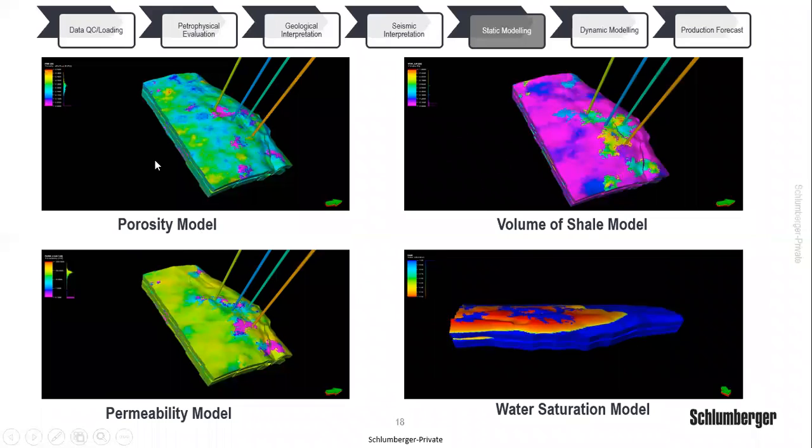And then again, if you go to porosity, if you remember when we discussed porosity, we said it's about 25 to 30%. If you compare the color distributions and look at your legend, you see that it's still consistent. So that's the same across everything here: volume of shale, permeability, and water saturation.